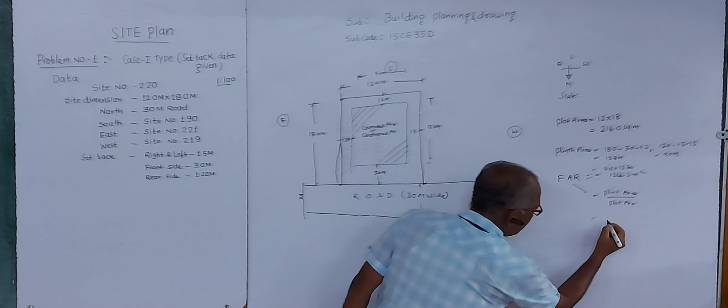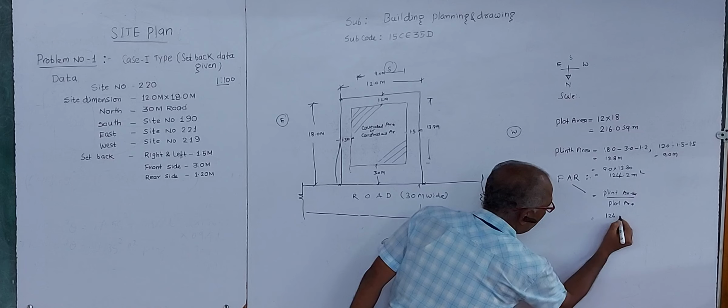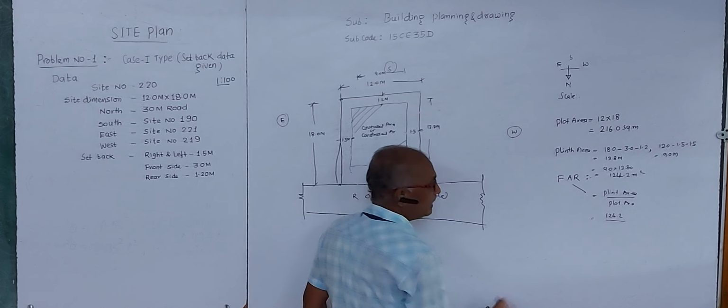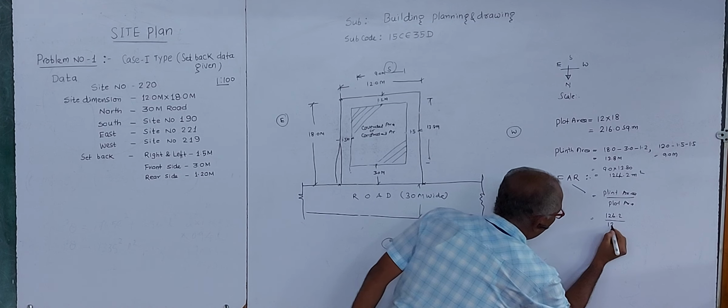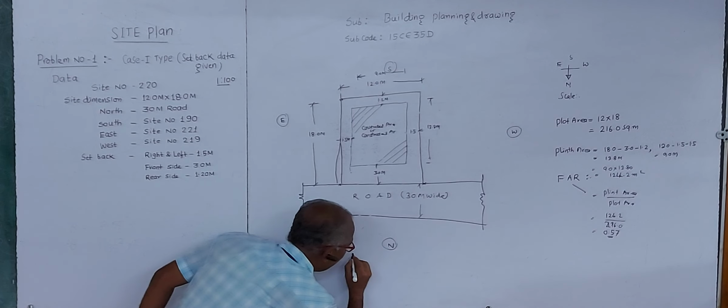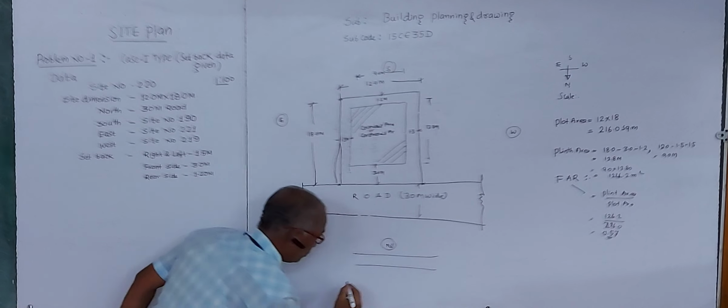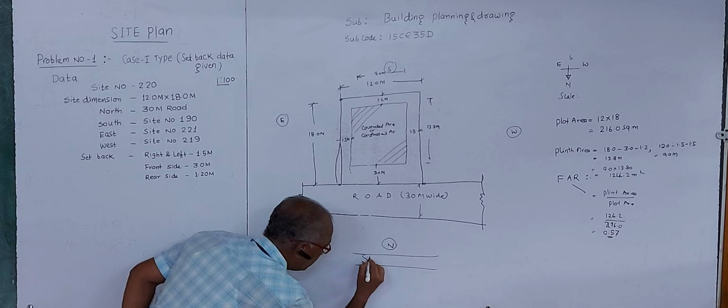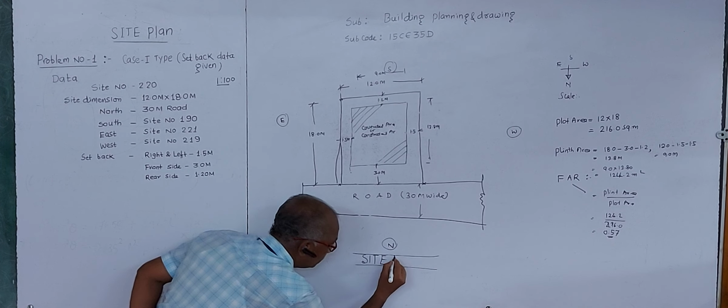Here the plinth area is 124.2 meter square and the plot area is 216 meter square, which is equal to 0.57, that is the floor area ratio. Afterwards you have to take double lines and maintain the same font size. That is the site plan.